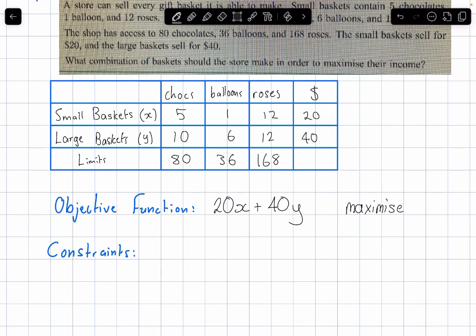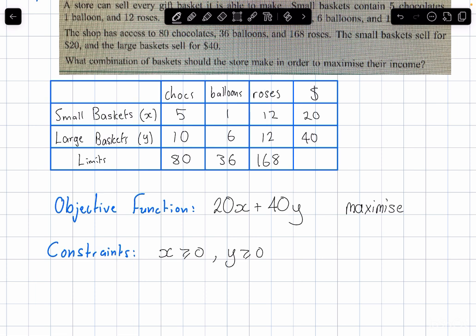Now, for our constraints, we're going to have 5 constraints in this question. Because we are dealing with real things, we can't have negative amounts of small baskets and large baskets. So that means we must have x is greater than or equal to 0 and y is greater than or equal to 0. And this just accounts for any issues we get with negative x's and y's.